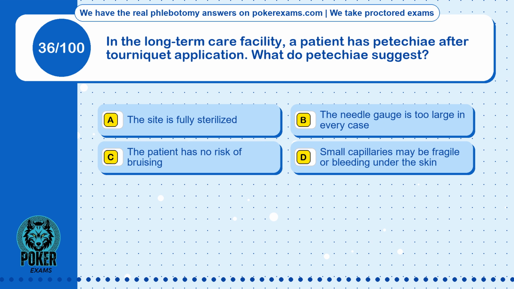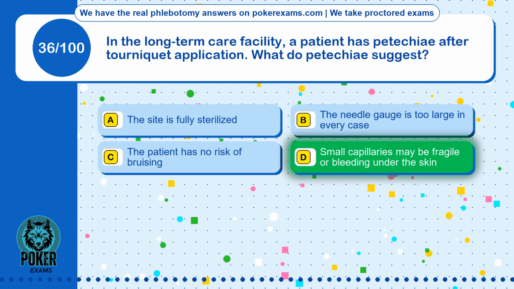Question 36. In the long-term care facility, a patient has petechiae after tourniquet application. What do petechiae suggest? Option A. The site is fully sterilized. Option B. The needle gauge is too large in every case. Option C. The patient has no risk of bruising. Option D. Small capillaries may be fragile or bleeding under the skin.